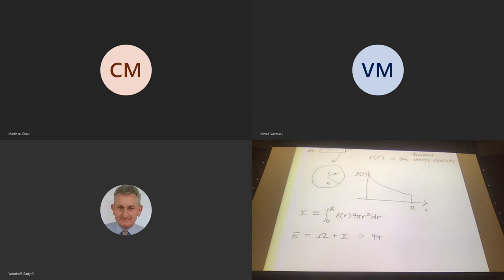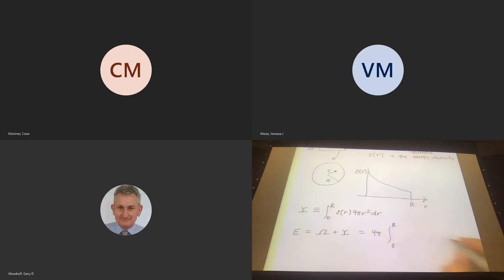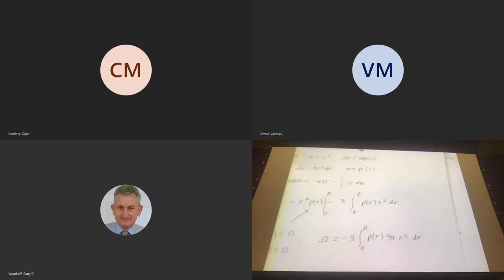So we had the 4 pi everywhere in both the equation for gravity and in this one. Both were from the center of the sphere to the end. You have these r squared dr in both of them. So this is going to be E, which is a function of the radius, and omega was minus 3 PR.